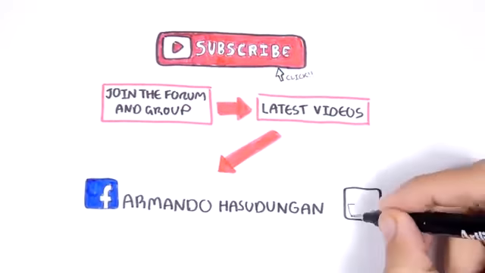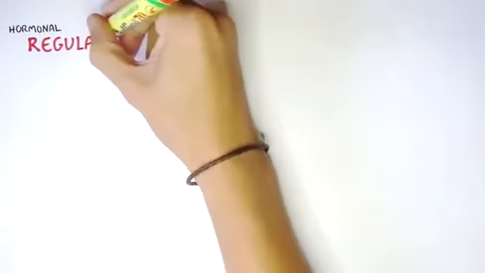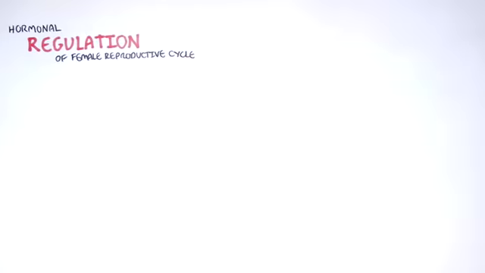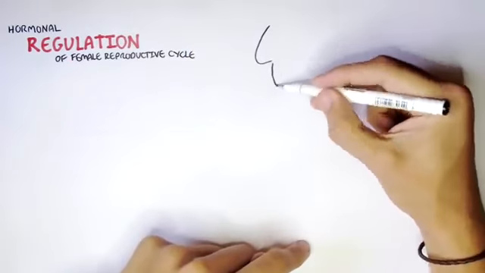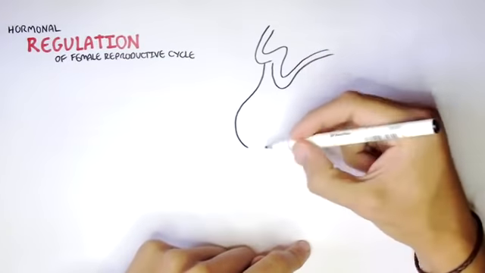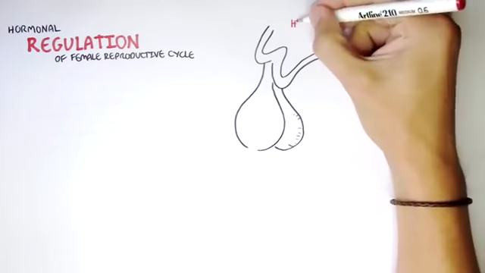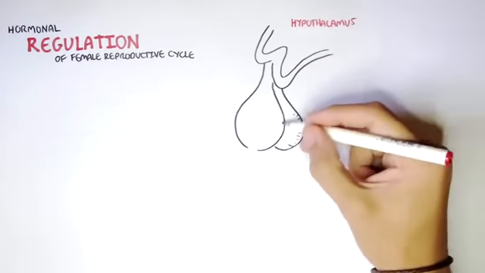In this video, we will look at the hormonal regulation of the female reproductive cycle. So we will be looking at the menstrual cycle basically. And yeah, so the menstrual cycle. The hormones of the female are so much more complicated than the males, but hopefully we'll be able to understand it by the end of this video.